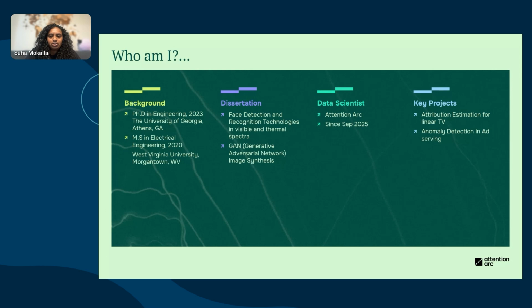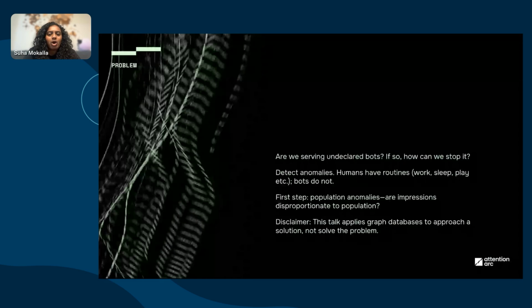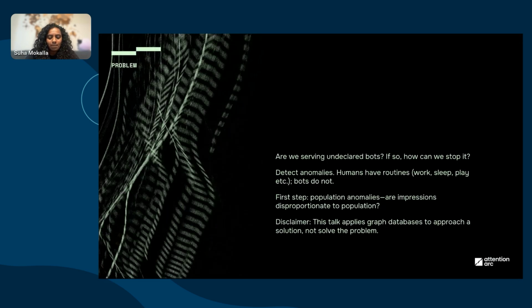The problem I tried to address here is anomaly detection in ad serving. Usually, clients spend a lot of money to serve ads, and if you're serving these ads to bots, then that is just money right down the drain. So the way to figure this out is to detect anomalies.